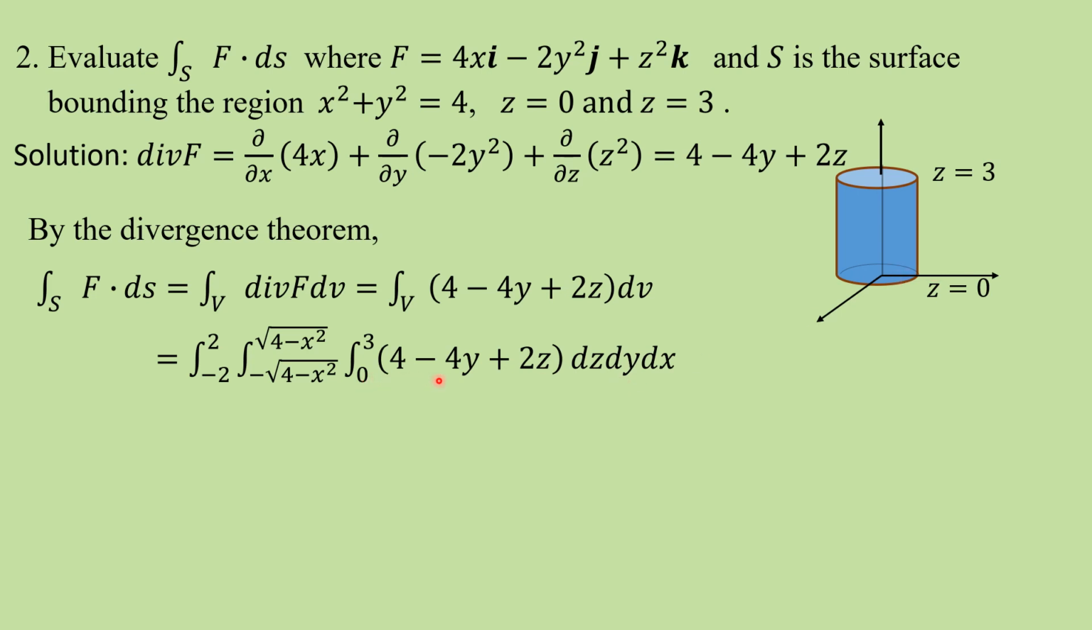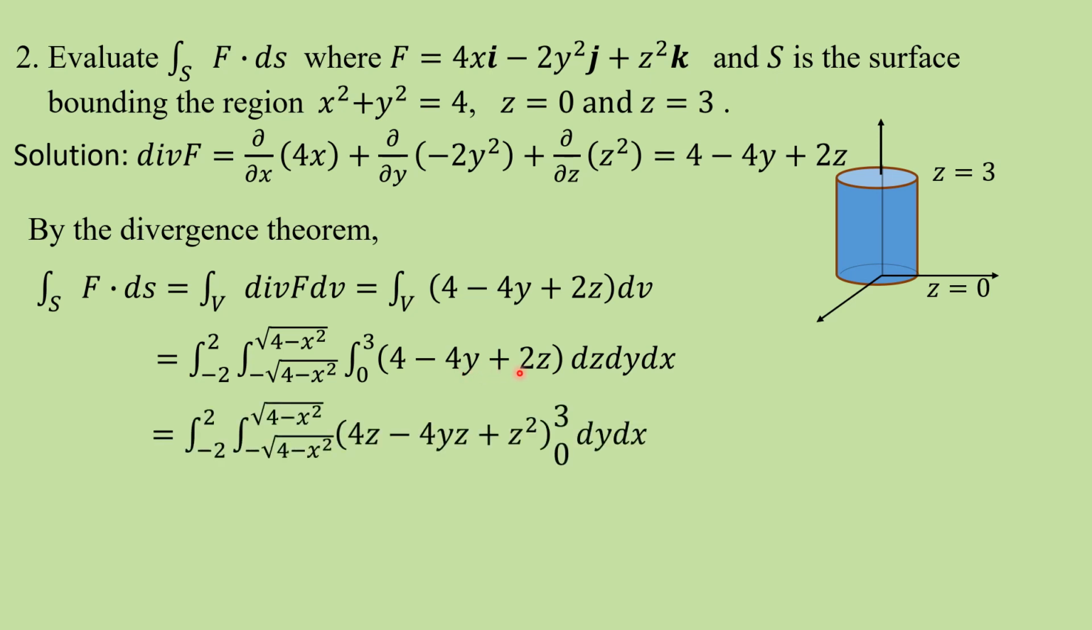So this I have to integrate first with respect to z, treating y as constant. So that gives 4z minus 4yz plus 2z square by 2, that gives z square. Apply the limit, upper limit 3 minus lower limit, which vanishes, as the lower limit is 0. So I have 4 into 3, 12, minus 4y into 3, that is minus 12y, plus 9. 12 plus 9, 21 minus 12y. Further, this I have to integrate with respect to y between the limits minus root 4 minus x square to root 4 minus x square.